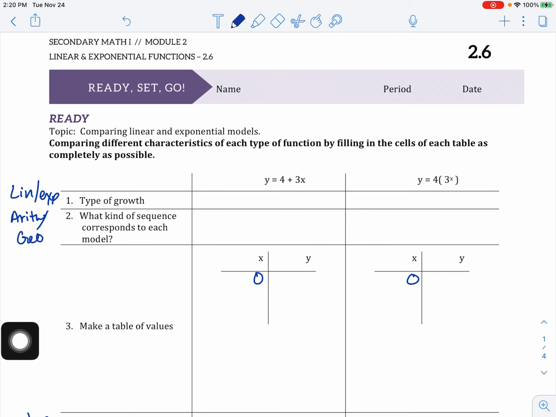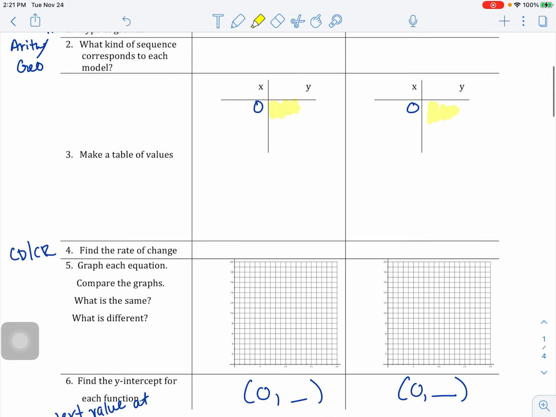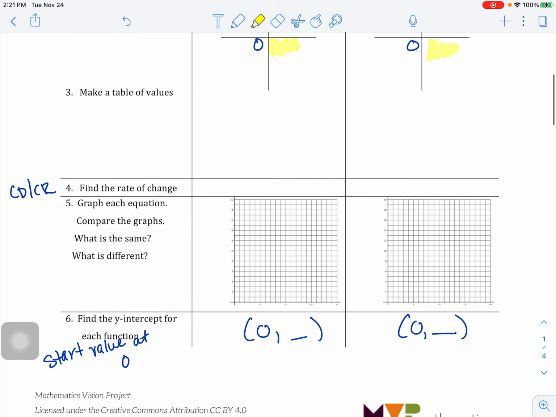And then since both of the equations, they have just plain x, not x minus 1, they both start at 0. So give me your starting output here, and then do the action that was given. Rate of change is either the common difference or the common ratio, and then make a graph. And then the y-intercept is that starting output.